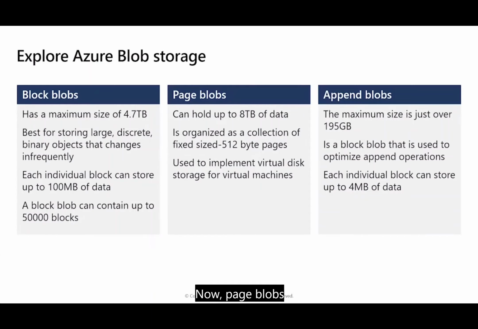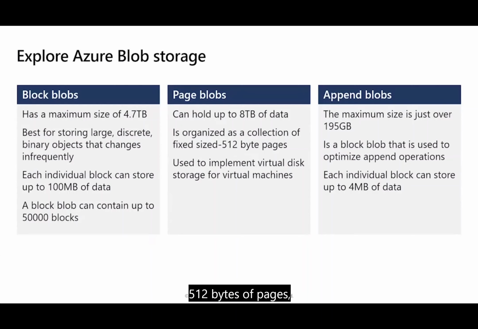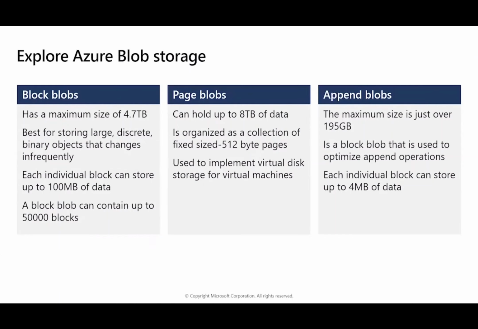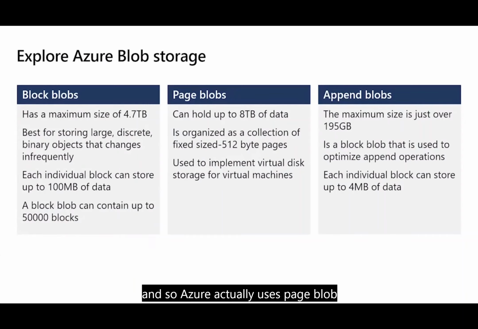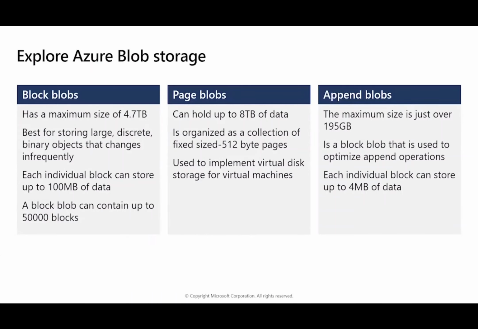Now, a page blob is organized as a collection of fixed size 512-byte pages. And so a page blob is optimized to store random read and write operations. You can fetch and store data for a single page if you need it. A page blob can hold up to 8 terabytes of data. And so Azure actually uses page blobs to implement the virtual disk storage for Azure virtual machines.